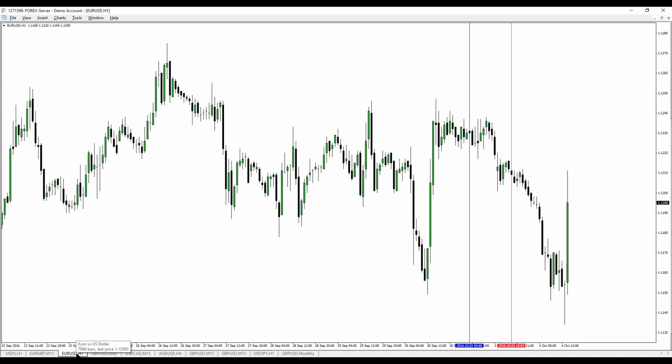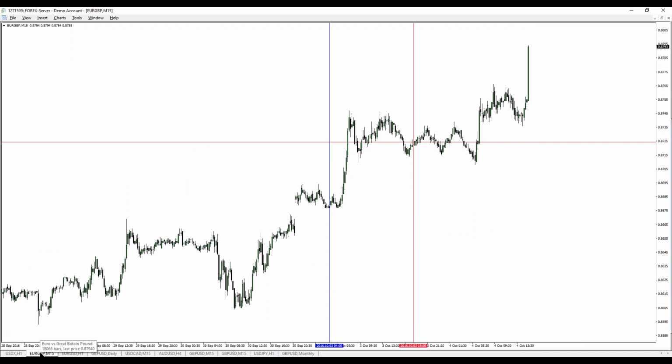Euro popped. What did we say euro pound was going to do? Higher. There you go. I told you a couple minutes ago during this presentation that the euro pound would go higher.